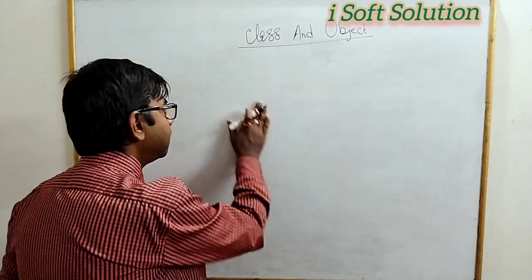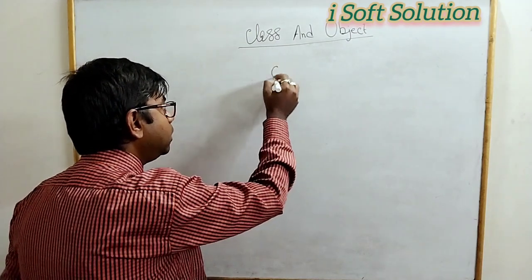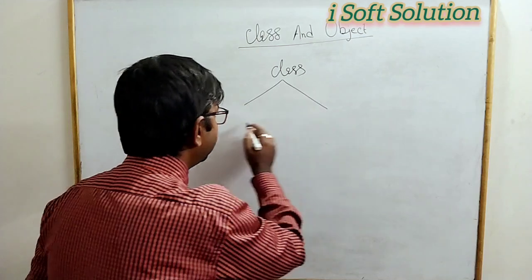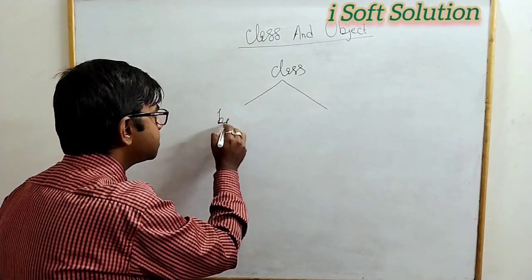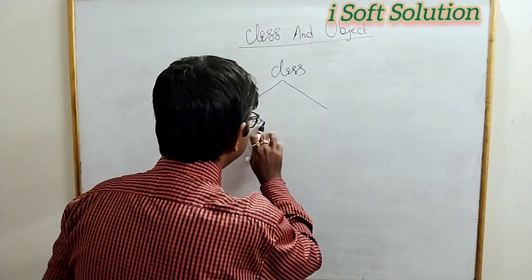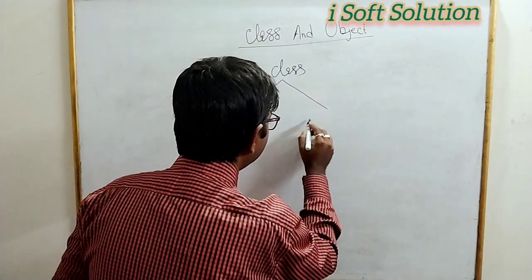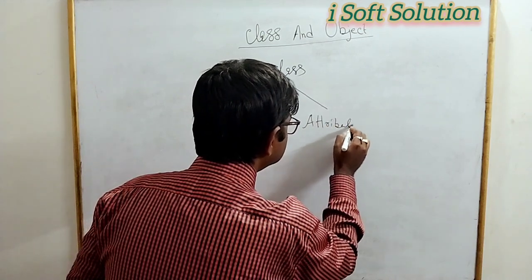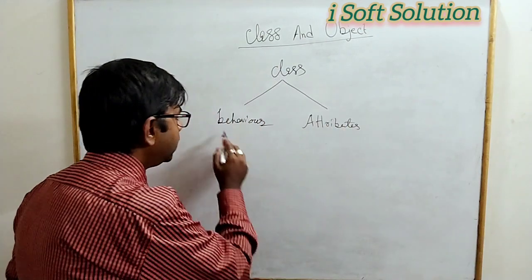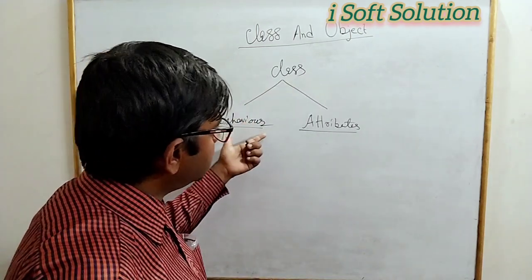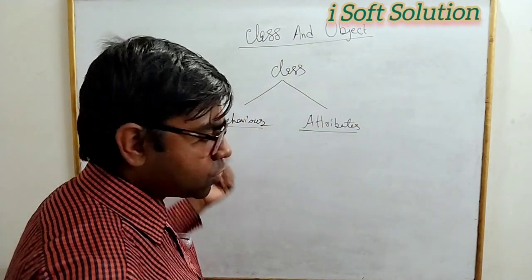So, in general, class is a collection of behavior and attribute. So, behaviors and attribute. It's a collection. So, class is a collection of behaviors and attributes. This is the theoretical portion.